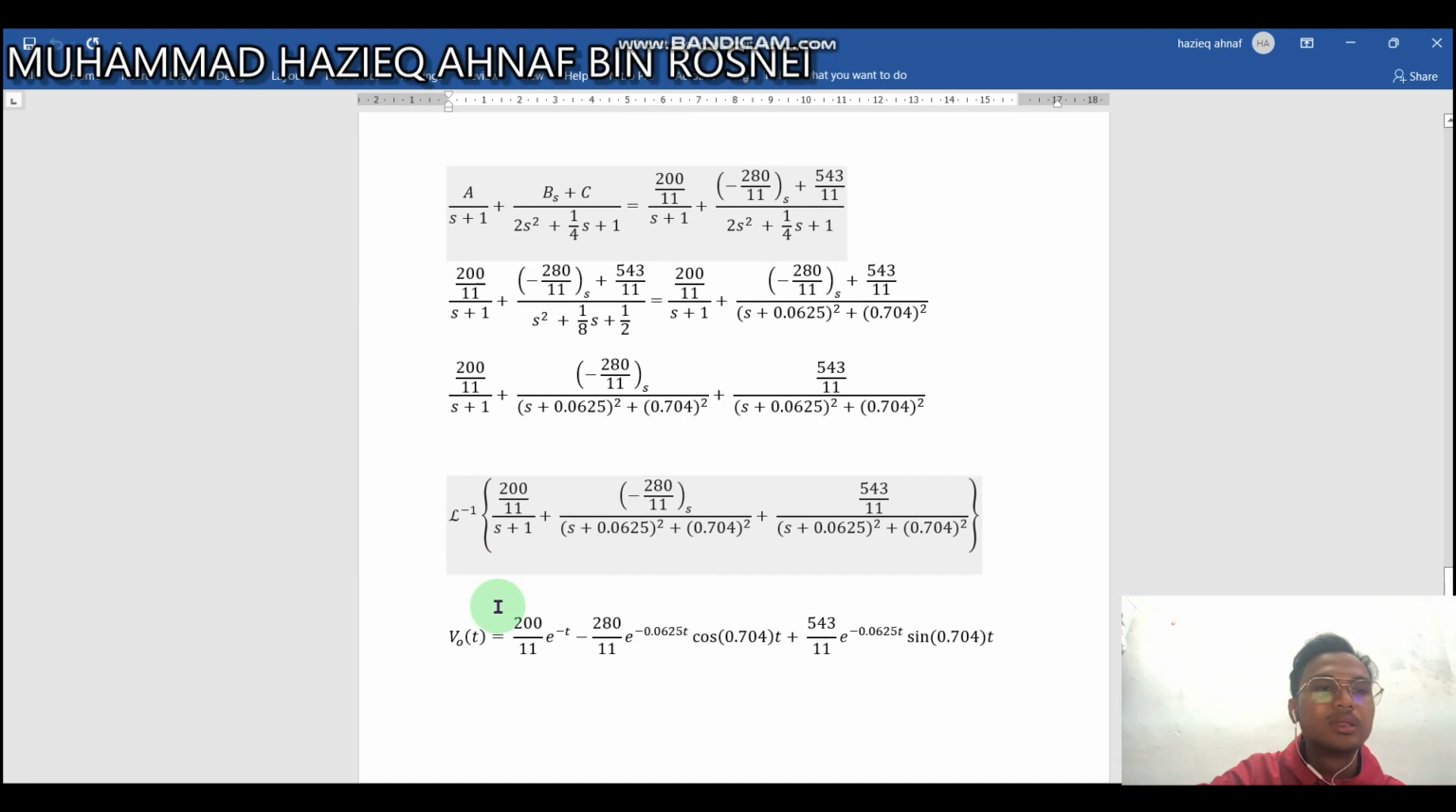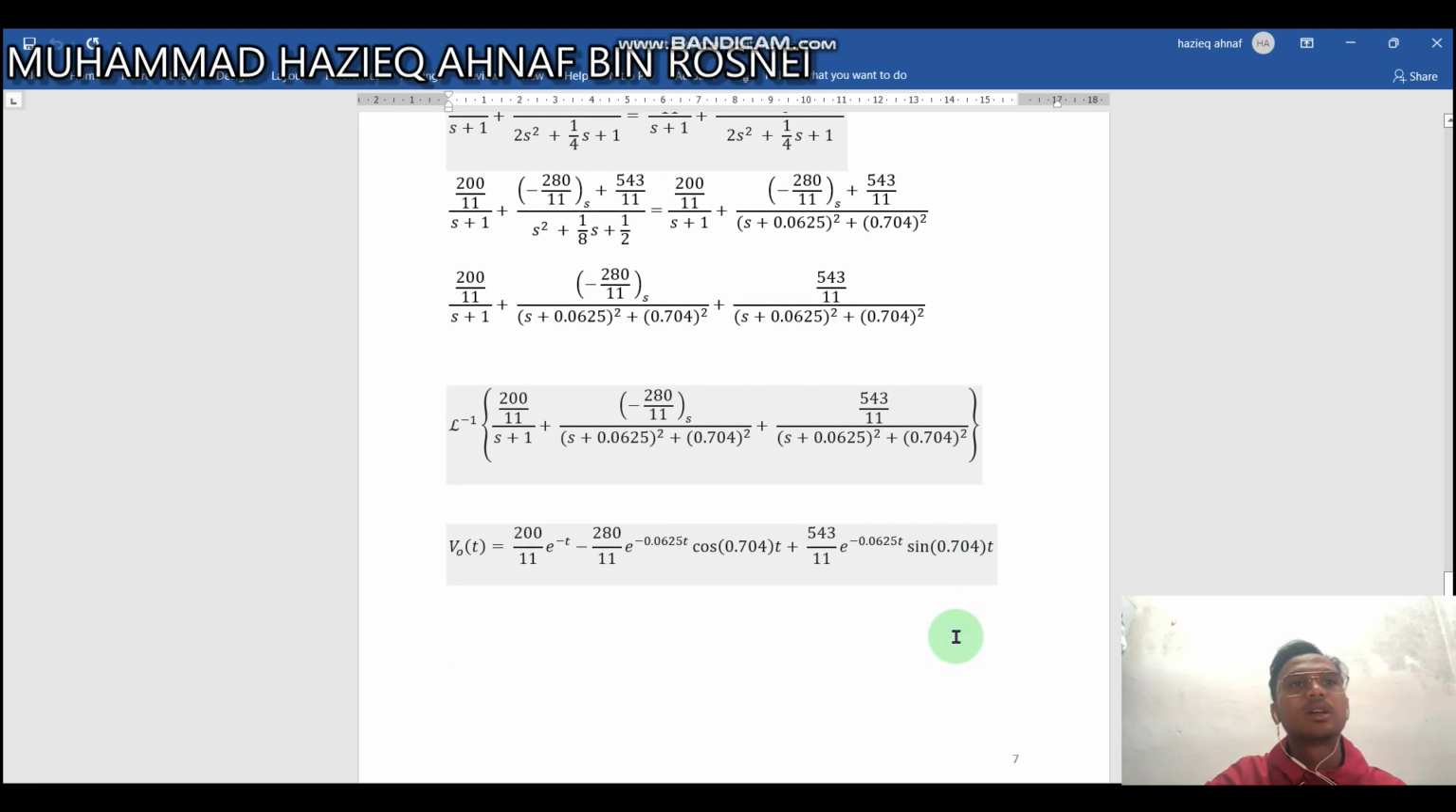and we will get the answer of the Laplace as V out t equal to 200 over 11 exponent negative t minus 280 over 11 exponent negative 0.0625 cos 0.704 plus 543 over 11 exponent negative 0.0625 sin 0.704. Okay, that's all the manual calculation.